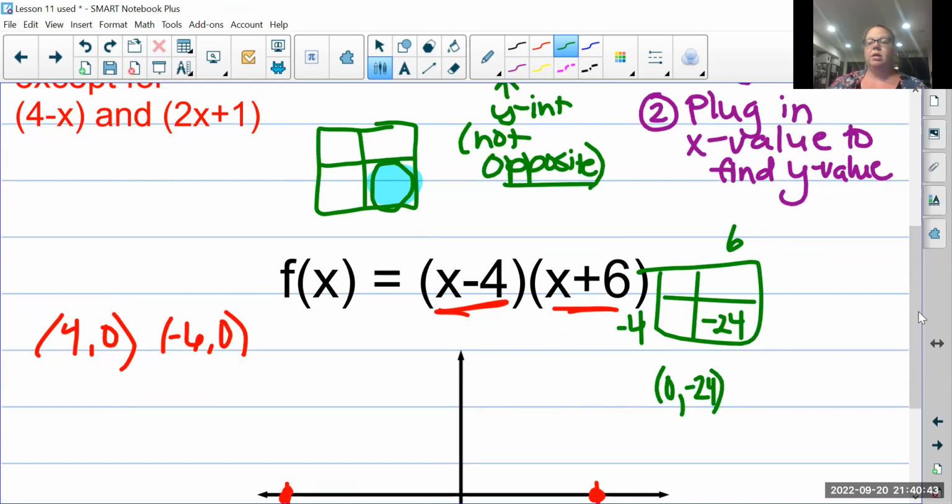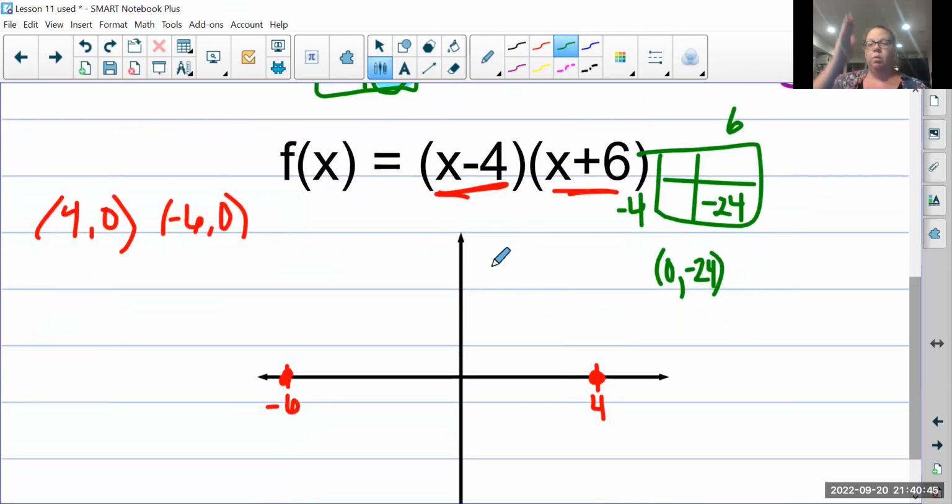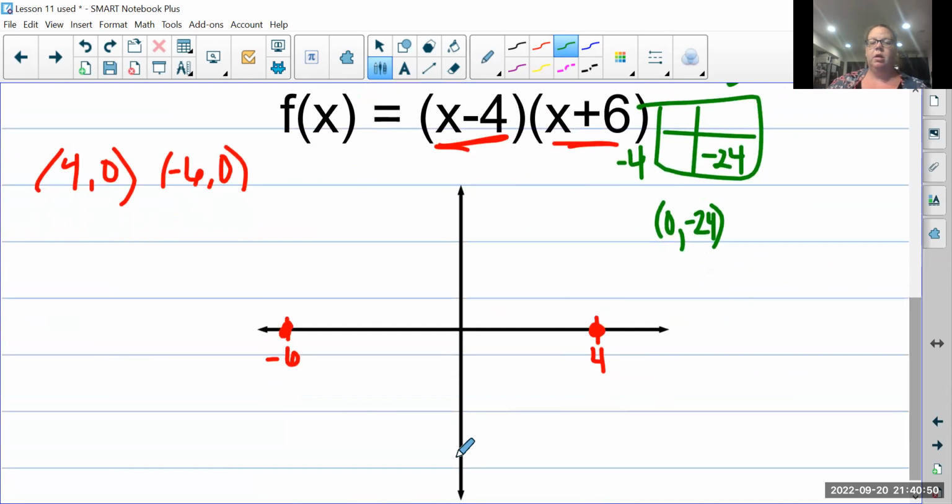So then I add that to my graph. It's my y-intercept. This is my y-axis. So I'm going to go down to negative 24. I'll just make it over here, negative 24. Put a point there. So now I have 3 of my dots, my 2 x-intercepts and my y-intercept.